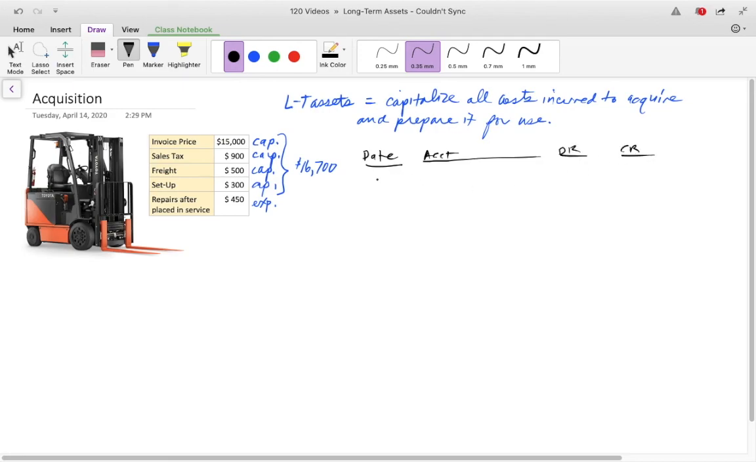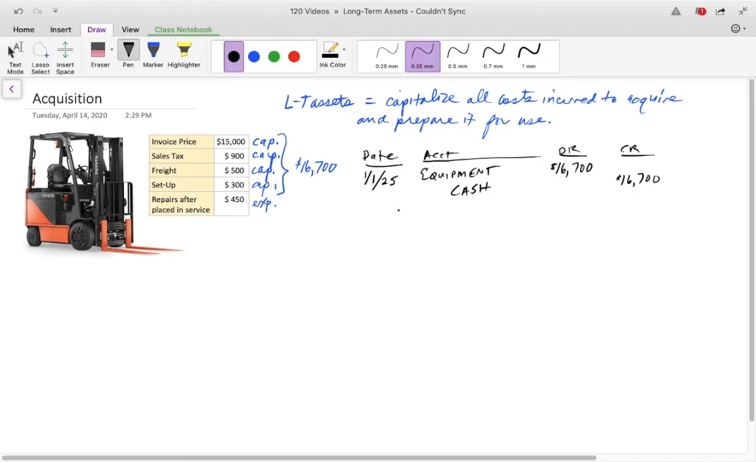Okay, and so we're going to purchase this January 1st of 2025. We would record a debit to equipment for $16,700. And assuming we pay cash, we're going to credit cash for $16,700.